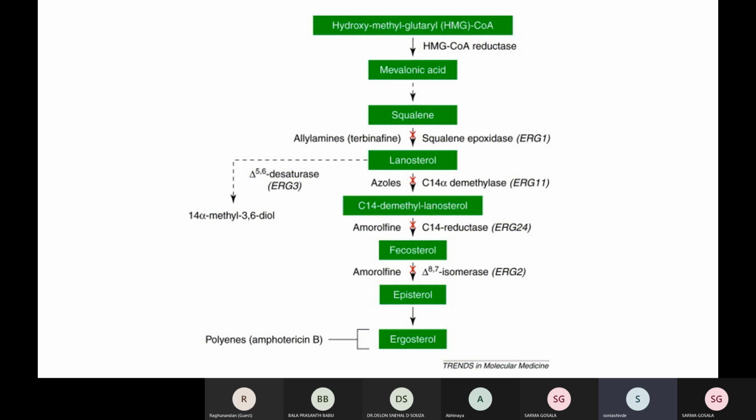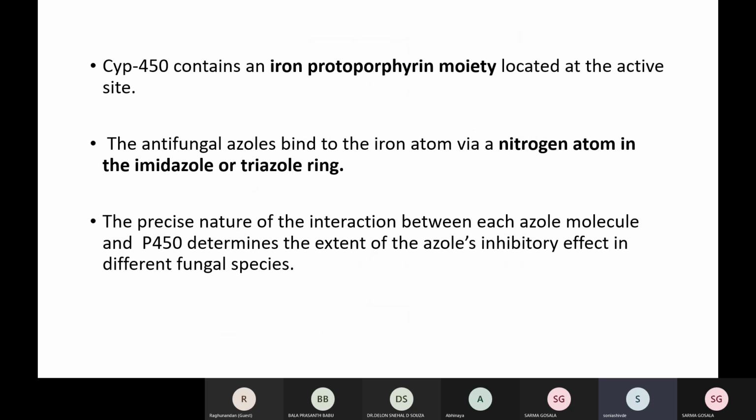Why is this important? Because P450 enzymes are involved in a lot of drug-to-drug interactions, and that's why it carries clinical importance. So cytochrome P450 contains a central group, an iron protoporphyrin moiety, and this iron protoporphyrin moiety gets attached to the nitrogen atom of these antifungal azoles, and thus the affinity with which each azole binds to P450 determines the extent of the azole's inhibitory effect on different fungal species.